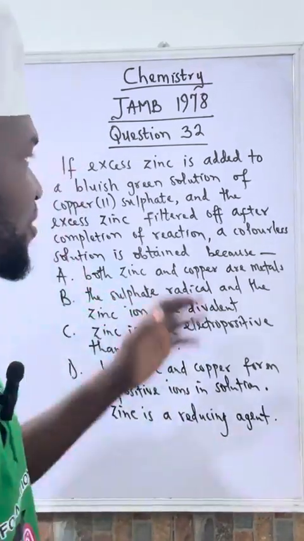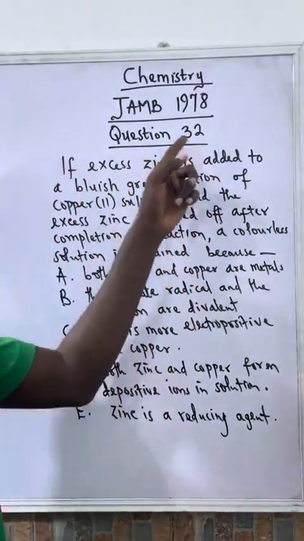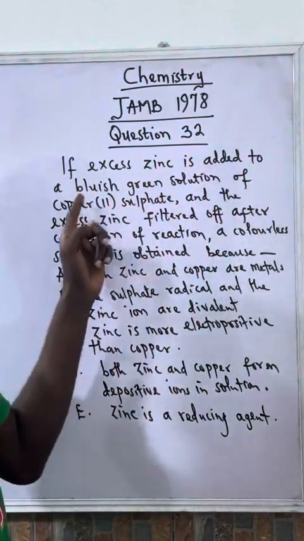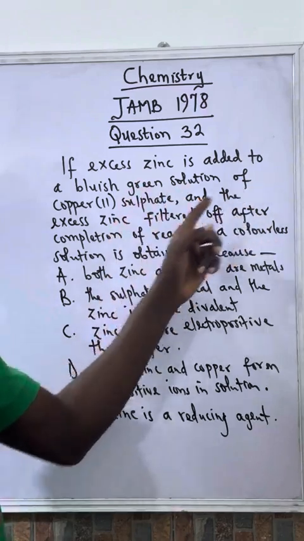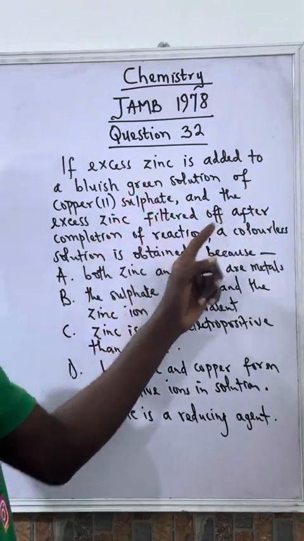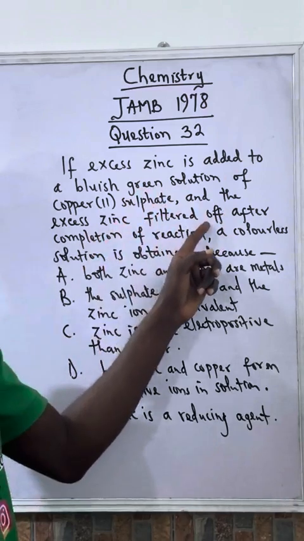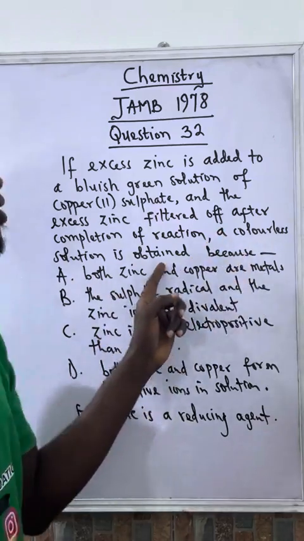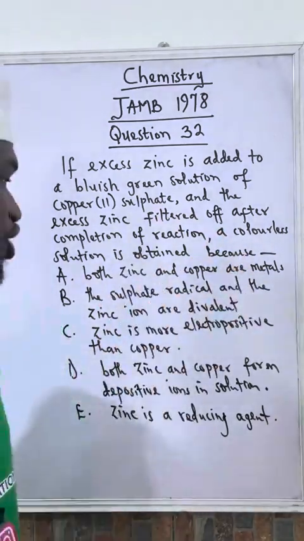All right, let us see this chemistry question. This is question 32. If excess zinc is added to a bluish green solution of copper(II) sulfate and the excess zinc filtered off after completion of reaction, a colorless solution is obtained because dash.